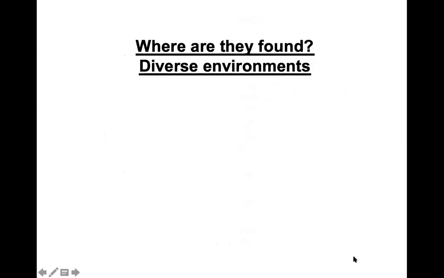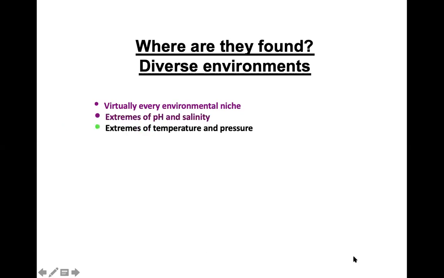Where are they found? Answer is diverse environment. Virtually every environmental niche contains microorganisms. Extremes of pH and salinity. In our last class, I told you that Professor Niels at University of Bergen discovered an extremophile which can live and grow well at 1 pH, and obviously the temperature required for that organism is more than 100 degrees Celsius. So you can imagine, if we boil something, we cannot kill 100% of bacteria. Extremes of temperature and pressure. Without air, yes, anaerobic condition in the intestine or other places.